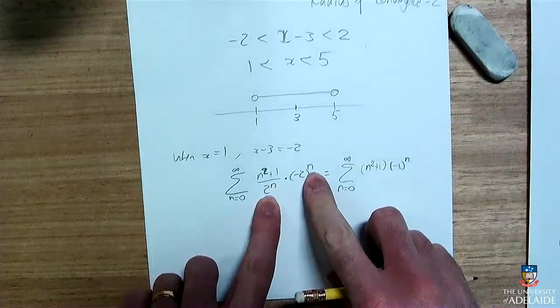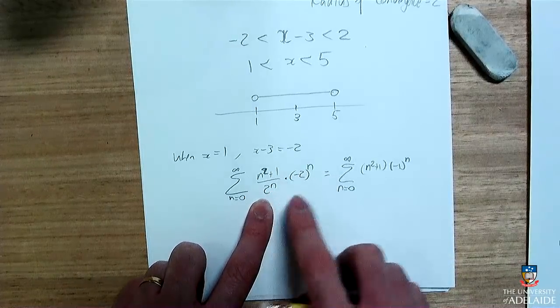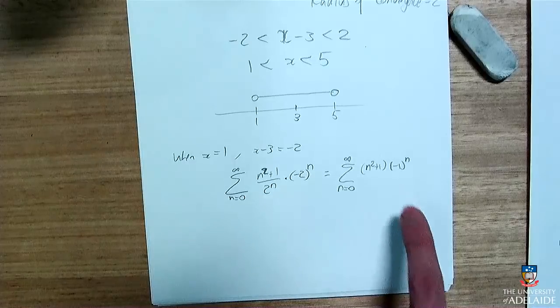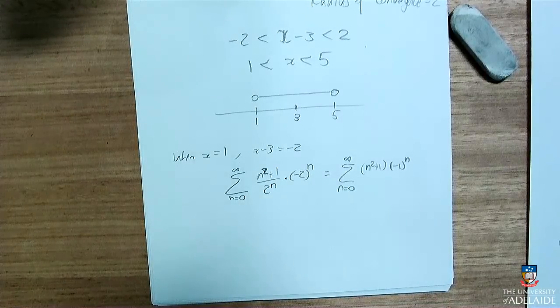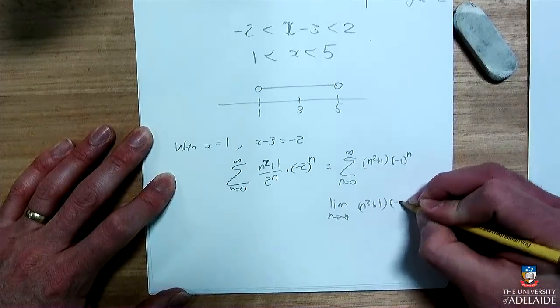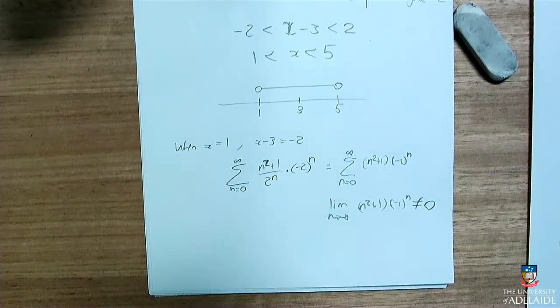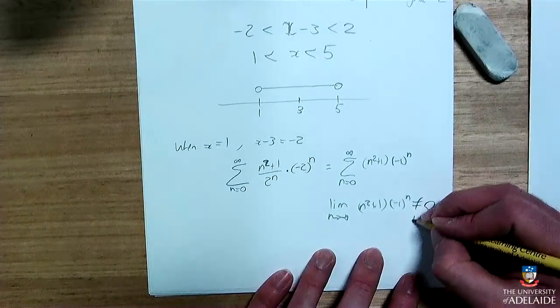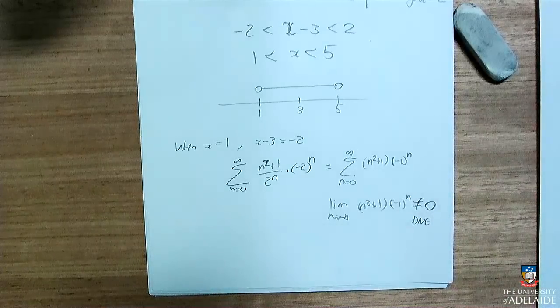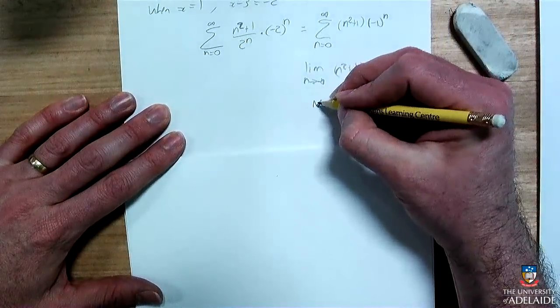Because when you do powers, the powers can spread across division. So minus 2 to the n over 2 to the n is the same as minus 2 divided by 2 to the n. And the individual terms don't go to 0. The limit as n goes to infinity of n squared plus 1 times minus 1 to the n is not 0. In fact, that limit doesn't even exist. It alternates between plus very large and minus very large. So it diverges here.